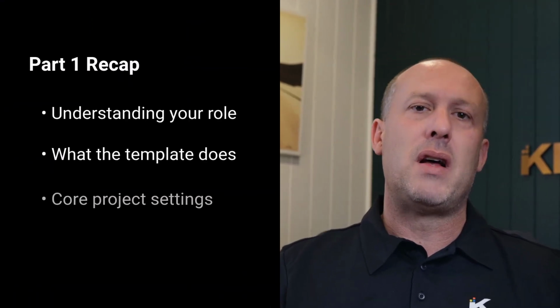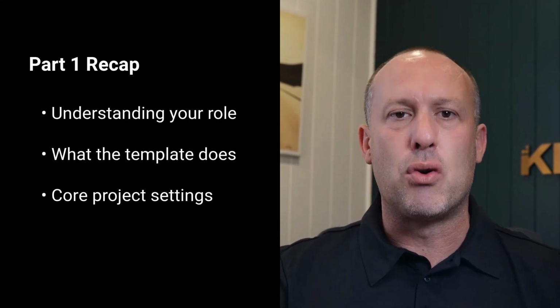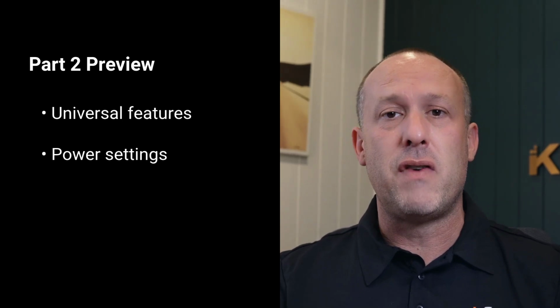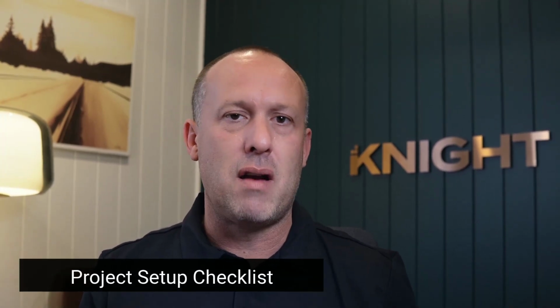All right, so that's the foundation. Understanding your role, knowing what the template gives you, and getting your core project settings dialed in. In part 2, we're going to cover universal features and power settings. These are configurations that work the same way across virtually every tool in Procore. Things like custom views, tracking, notification, and privacy controls. Once you understand these patterns, you'll know exactly what to look for when we get into tool-specific setups in part 3 and 4.